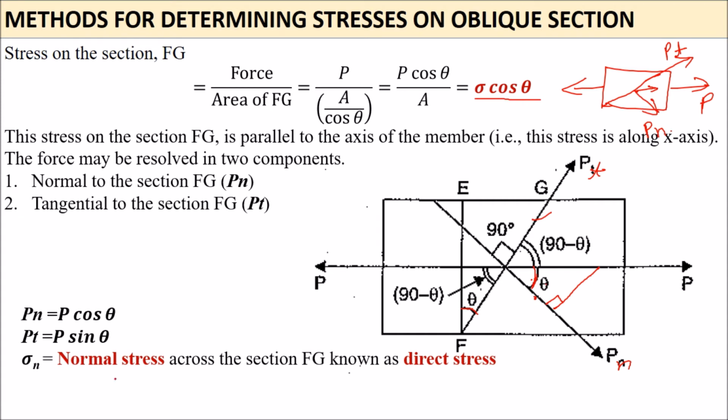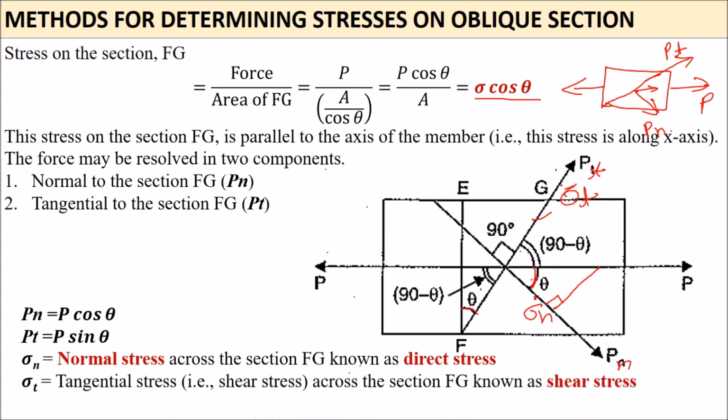So sigma n, normal stress across the section Fg, also known as direct stress, this one. In this direction sigma n will work, and in this direction sigma t will work, and this sigma t is tangential stress, also known as shear stress. Now we will find out normal stress.